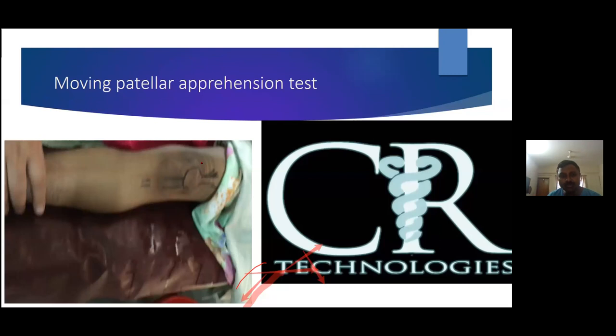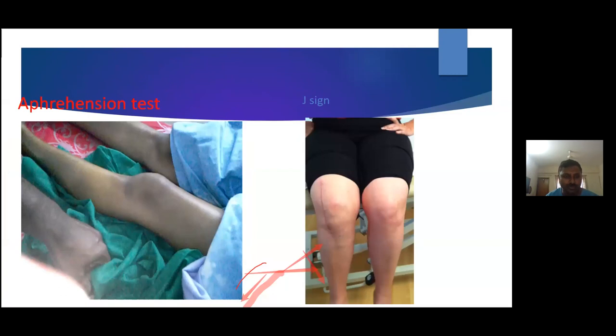And in the second part of the moving patellar apprehension test, the reverse should be done. The pressure is from the lateral side to the medial, and the apprehension will be relieved. The statistics say this is the most sensitive and specific test for patellar instability. So I can show this is also a video for the apprehension test and JSI.